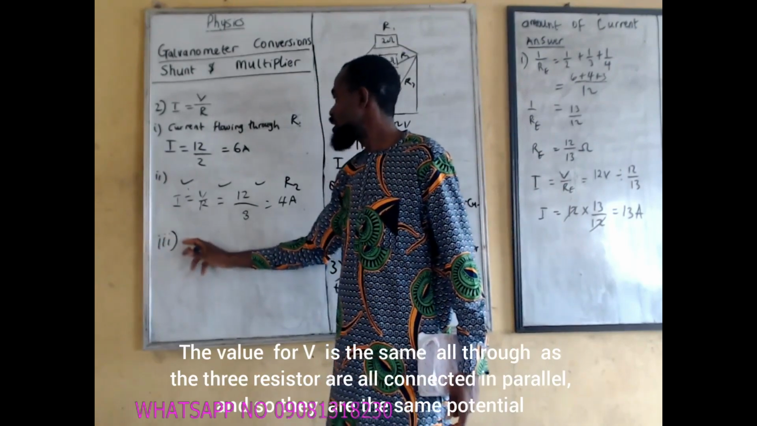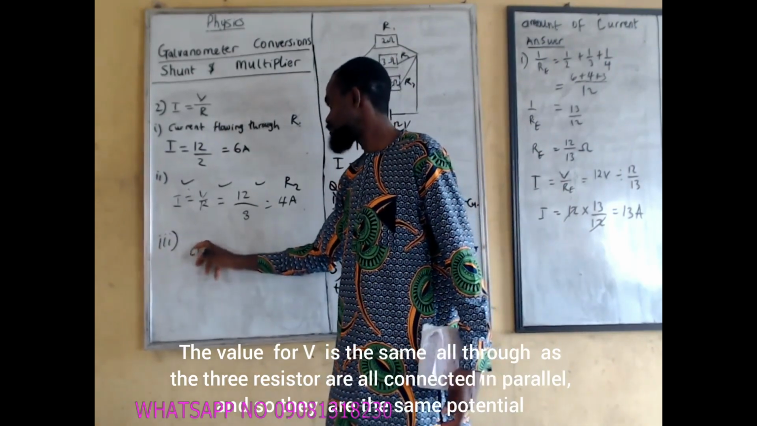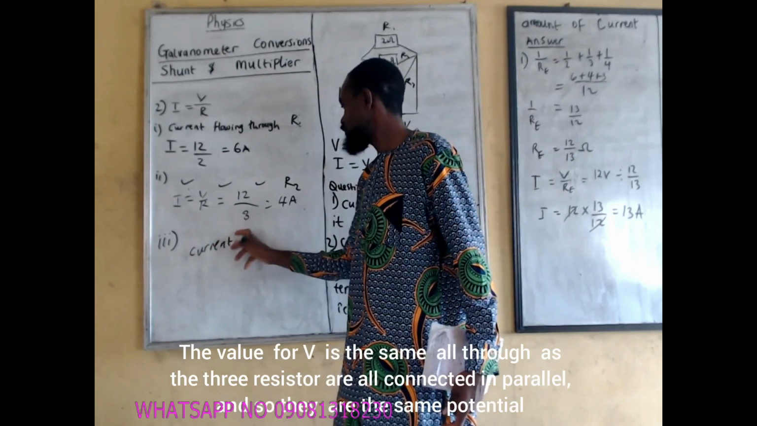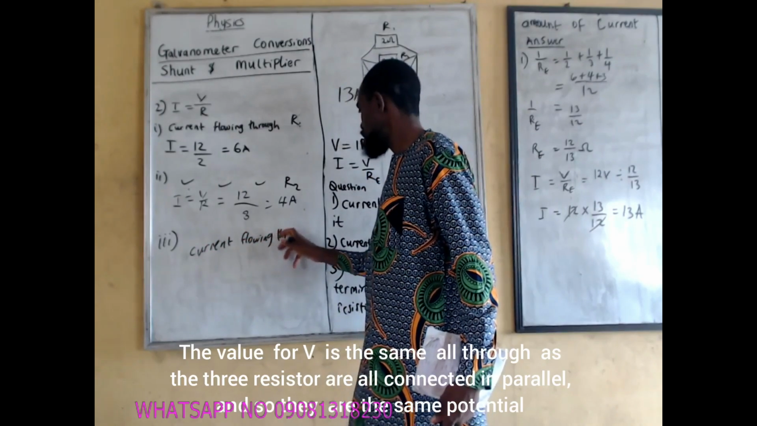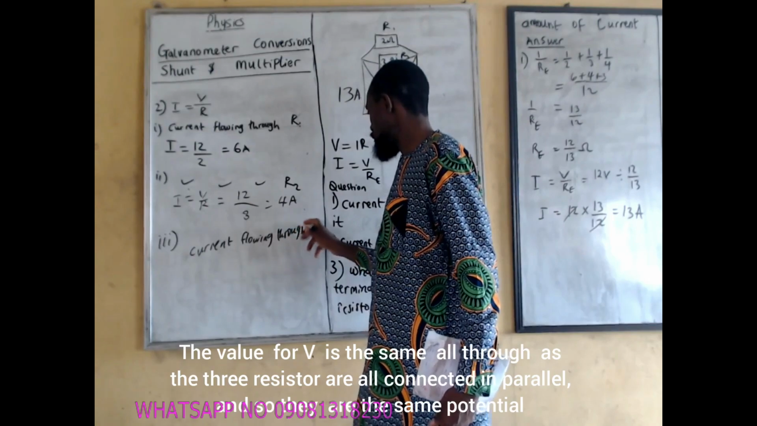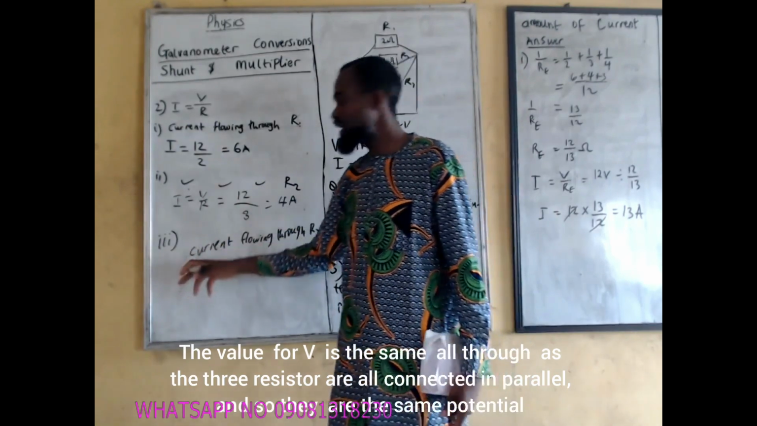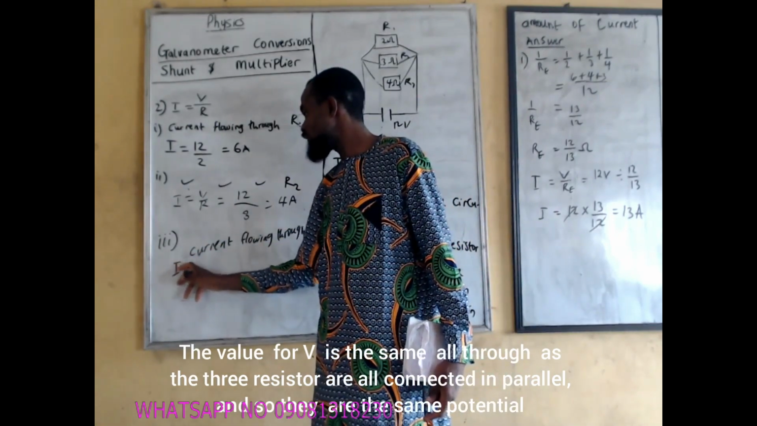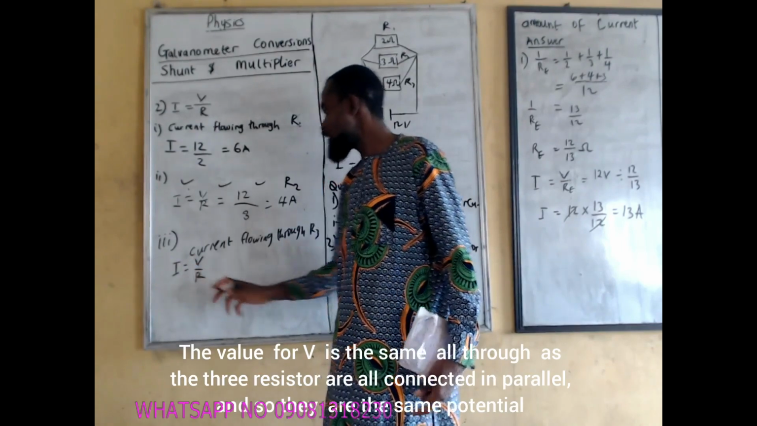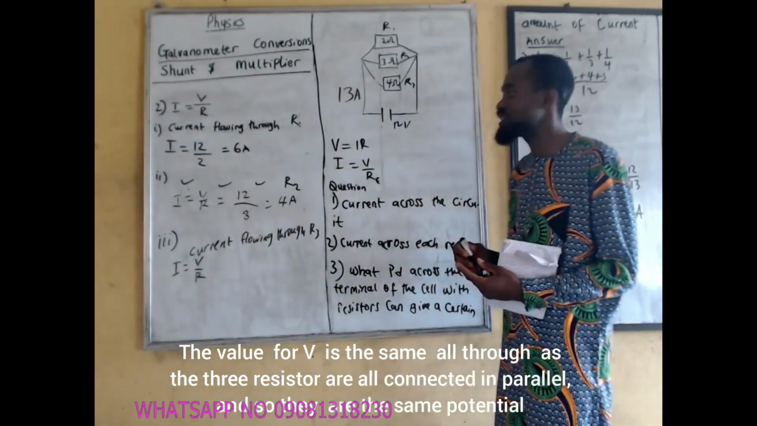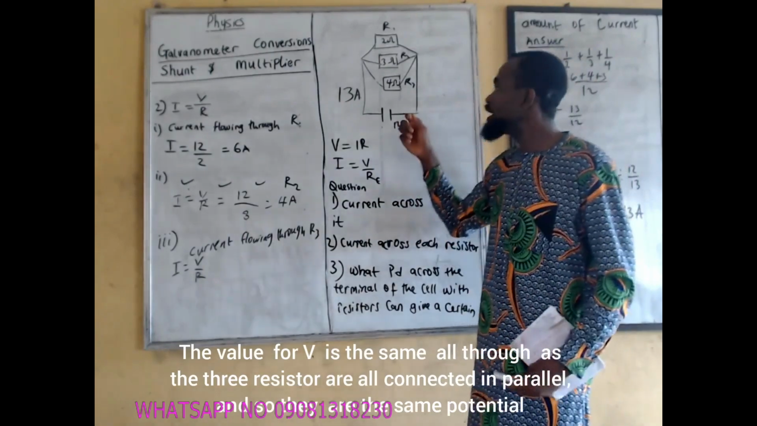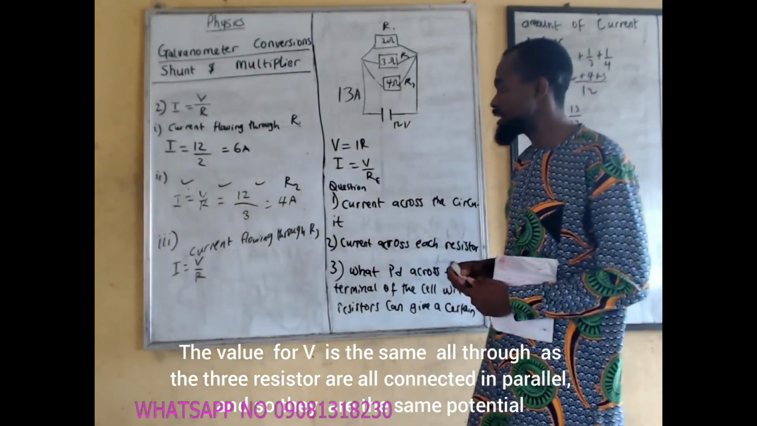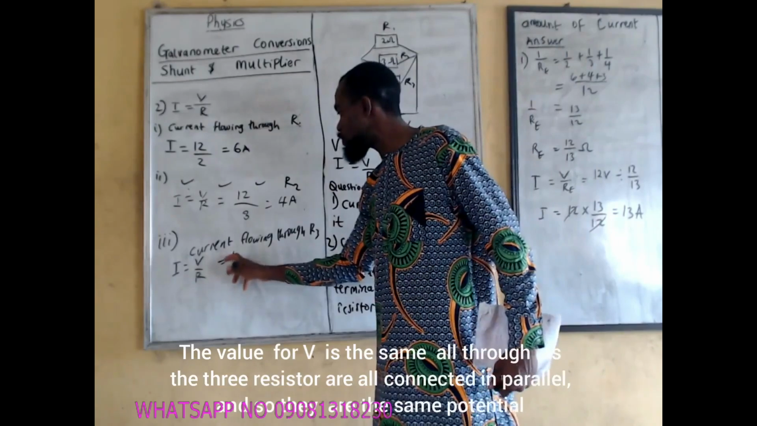Now, the current flowing through R2, you still use Ohm's law. I is equal to V over R, where V is the terminal potential difference, or the potential difference across the cell, ignoring the internal resistance, which is 12 volts.